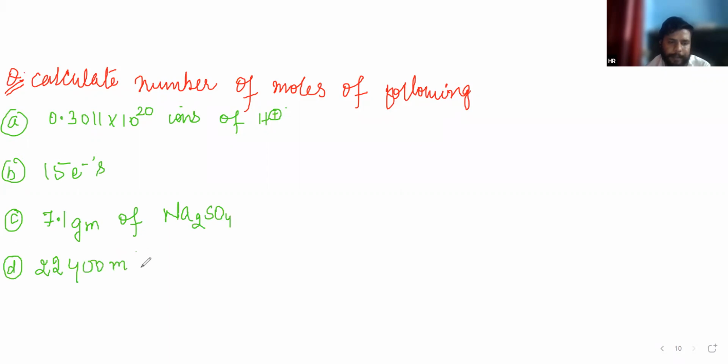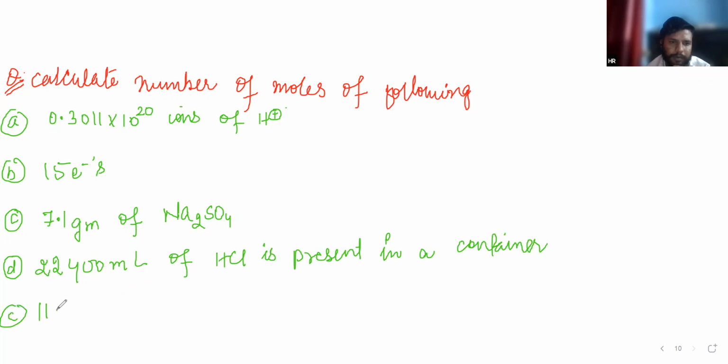224,000 ml of HCl is present in a container. Also 1124 ml, or just write it. You just have to calculate this. For number of moles, we have to calculate number of moles here.